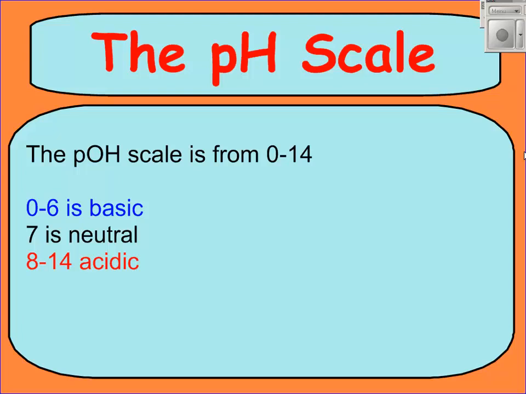If we look at the pOH scale, notice it still goes from 0 to 14 because pH and pOH go hand in hand. However, it's flipped. If you have a pOH between 0 and 6, it's basic. If it's 7, it's still neutral because it's in the middle, but 8 to 14 would be acidic. Notice once again, this is for pOH, not for pH. Let's go back to that chart so we can actually take a look at what is going on.